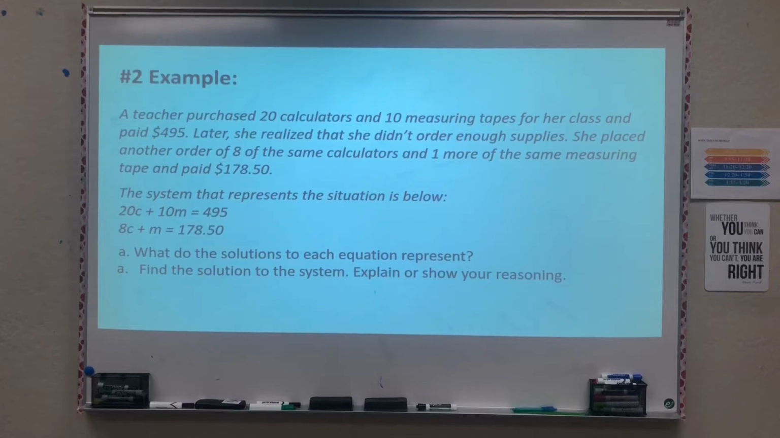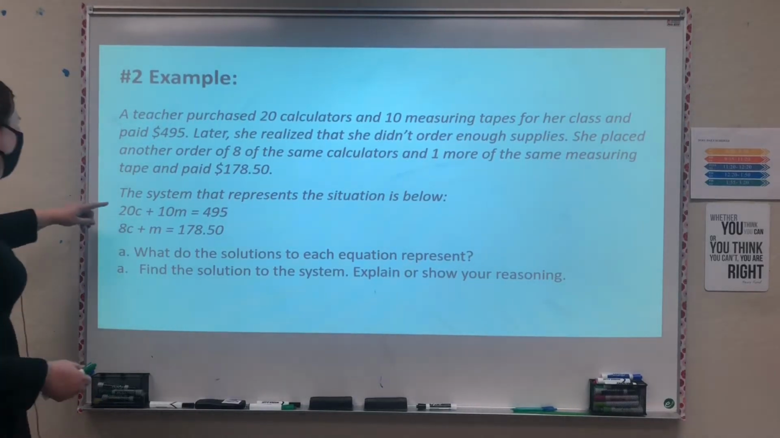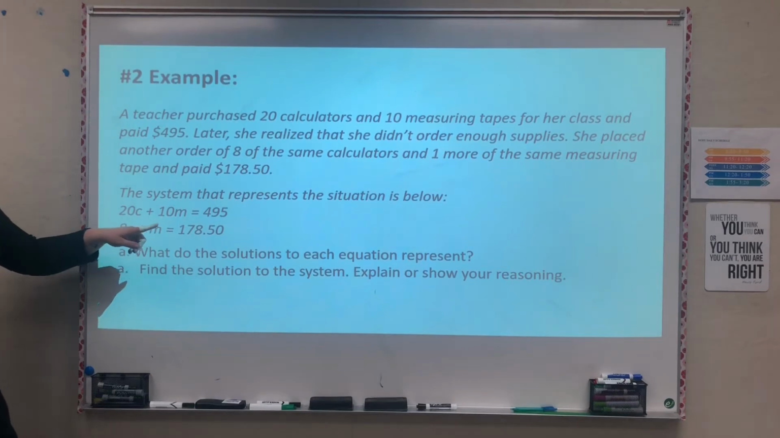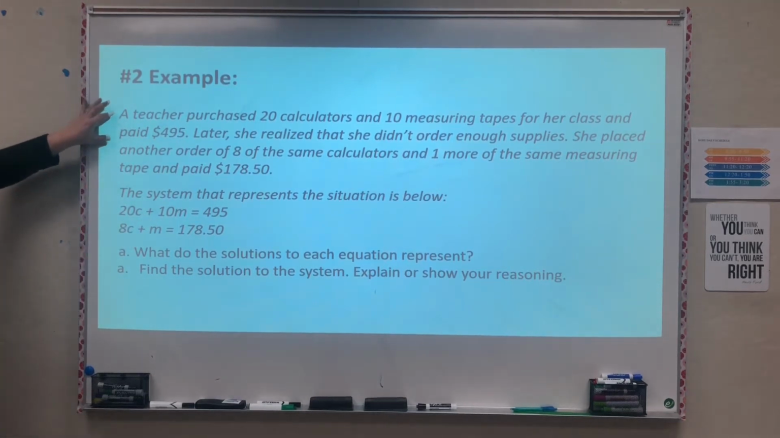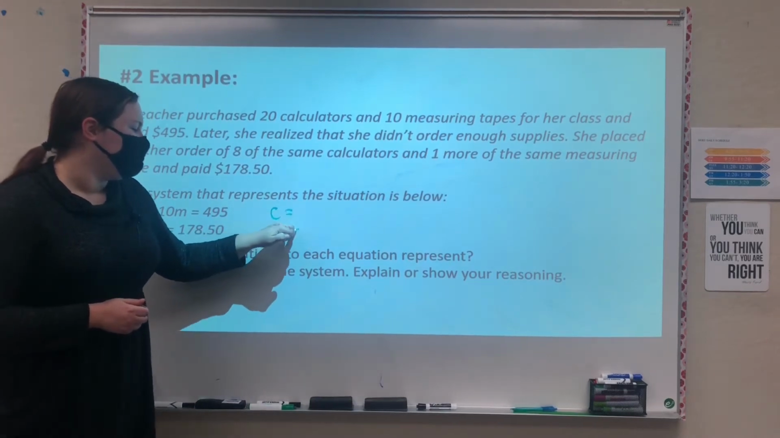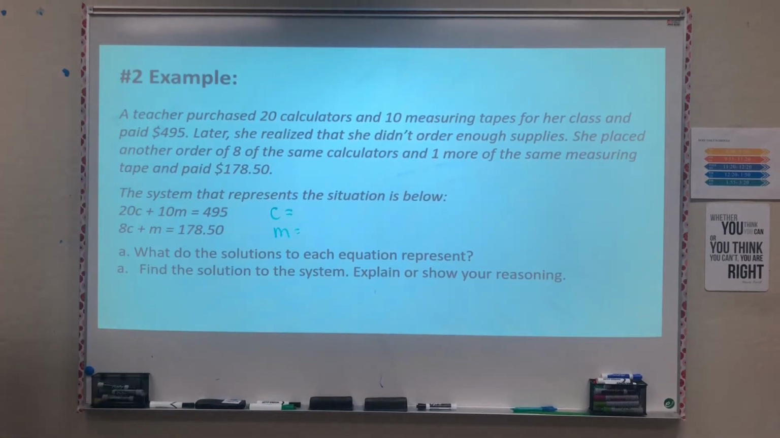Yeah. So we'll try this again, where you're going to tell me where this equation here came from. It's 20 calculators plus 10 measuring tapes equals $495. So it's coming from that first part there. What do C and M here represent? C equals calculators and M equals measuring tapes.